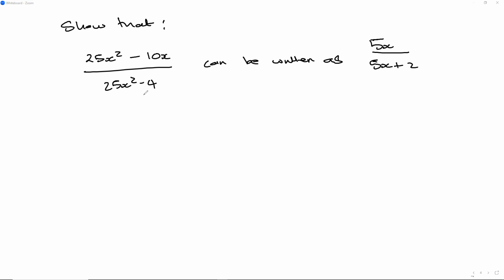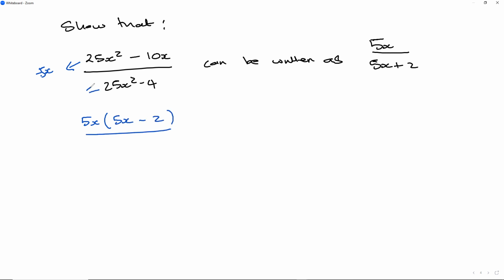So for this one over here, what we've got to do is rewrite this into that form somehow. The first thing I can see at the top here is I can divide each of these by x. I can also divide each of these by 5. So I can take out 5x. Let's say I factorize out 5x from the top. It will leave me with 5x minus 2 in a bracket.